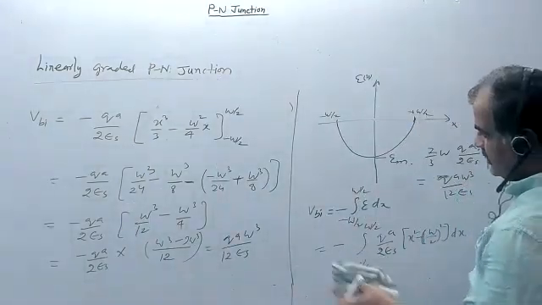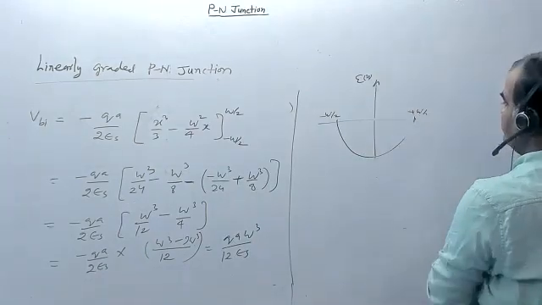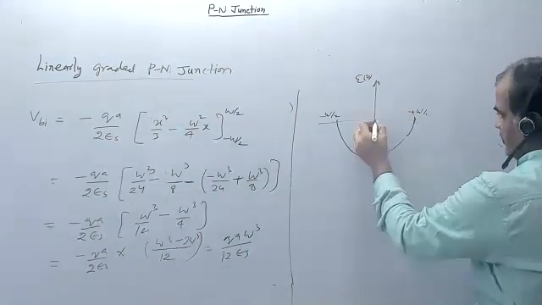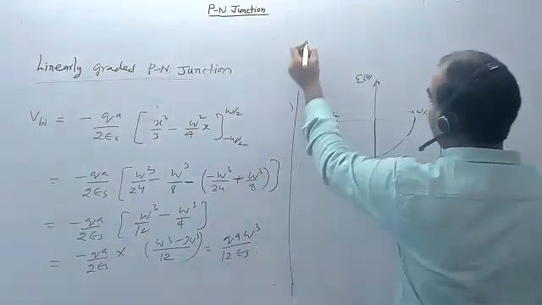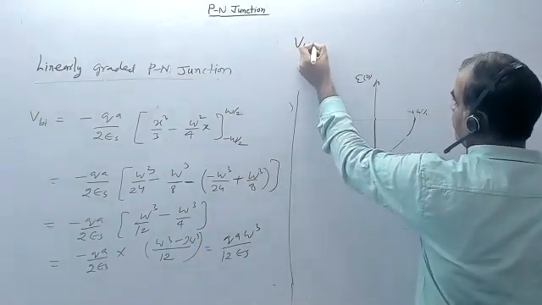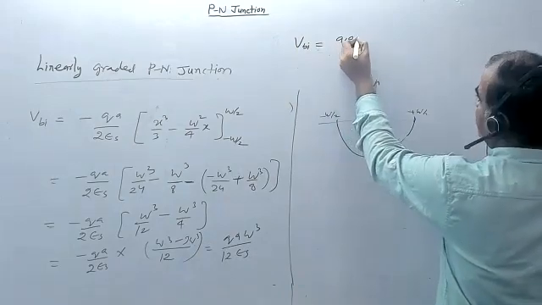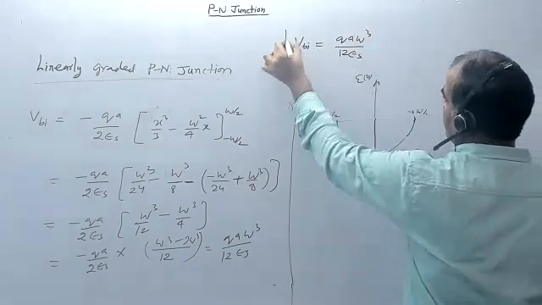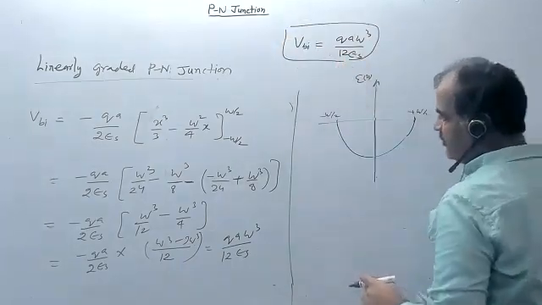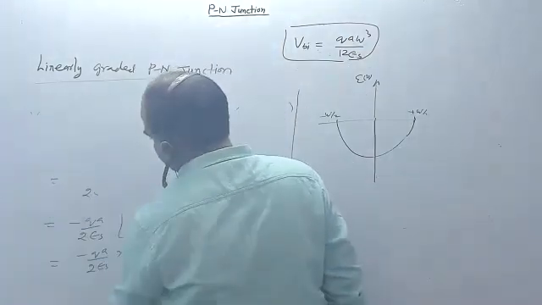So remember this value, VBI. Now one more thing: I am writing this value here, VBI equal to QA WQ upon 12 ES. Now, you know the definition of VBI from when we calculated VBI in the case of a PN junction.